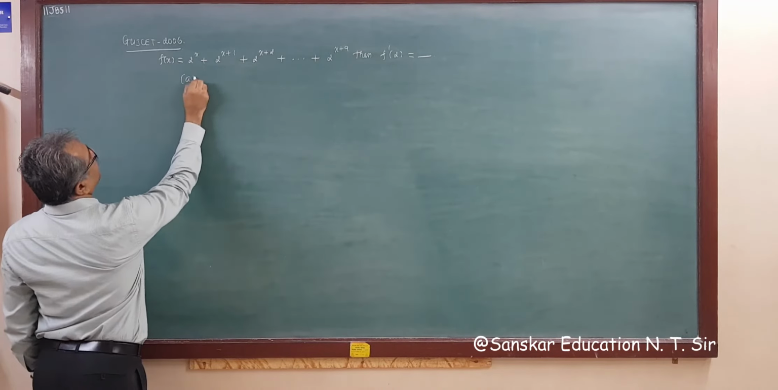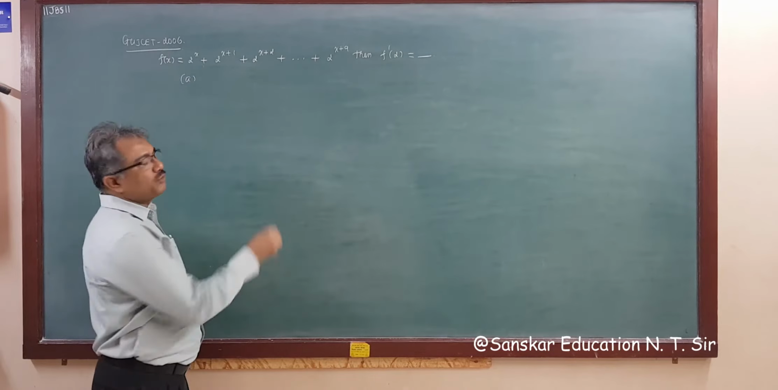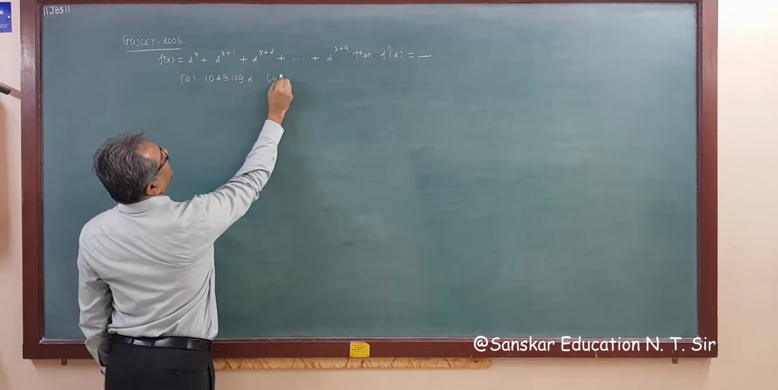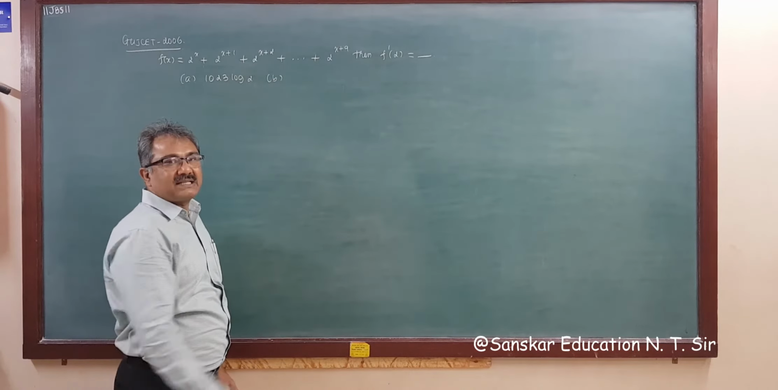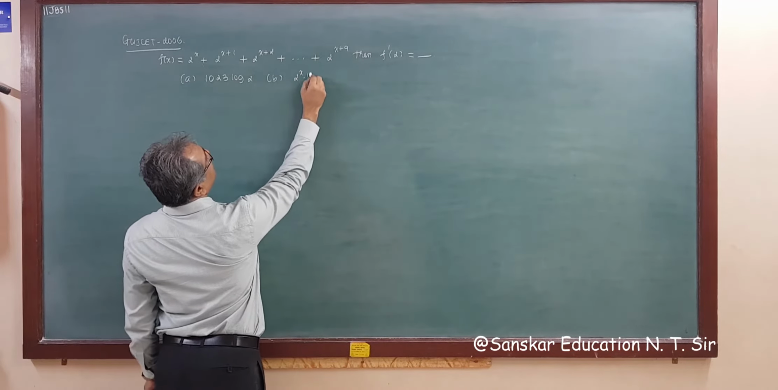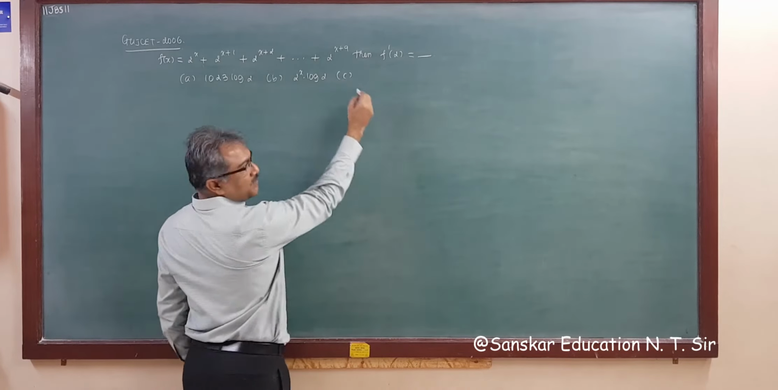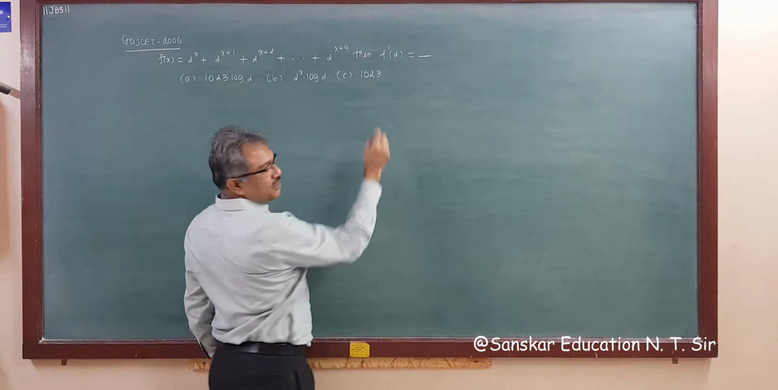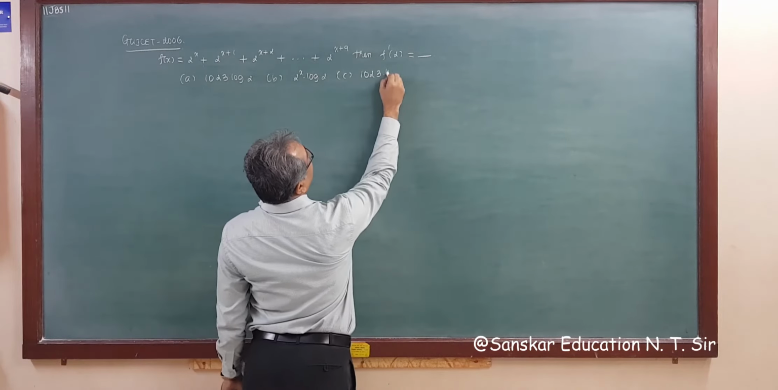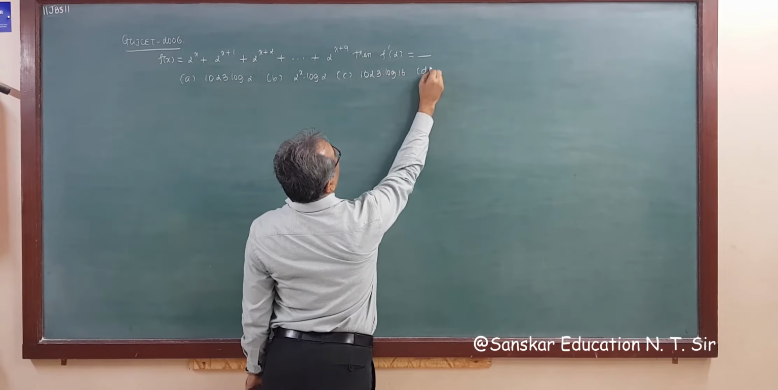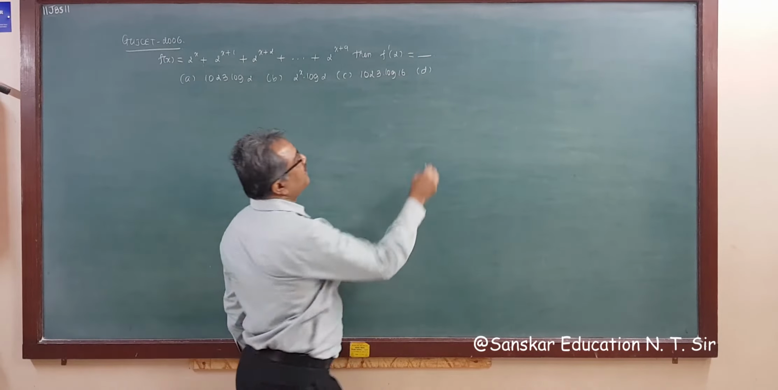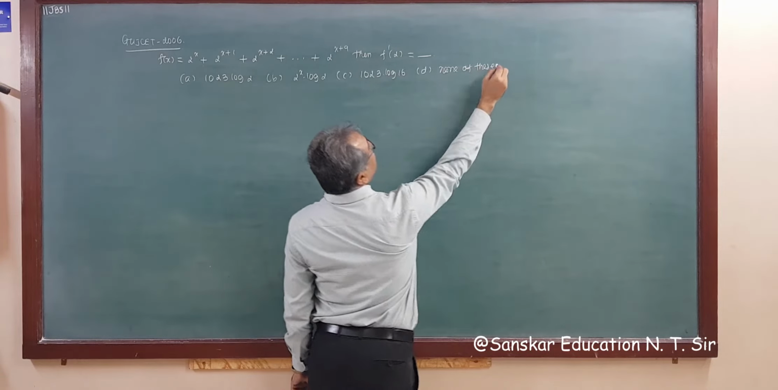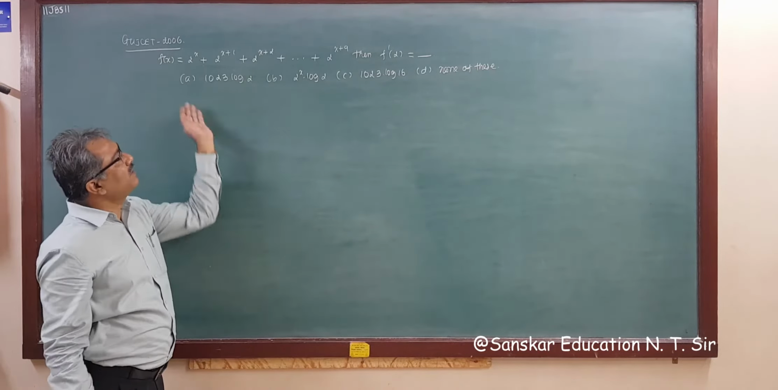Options are given. First option is 1023 log 2. Second option is 2 raised to x log 2. Third option is 1023 log 16. And the fourth option is none of these. So these are the options for this question.